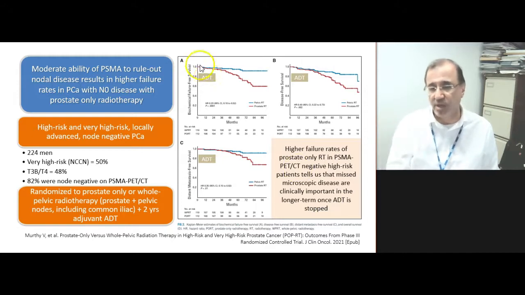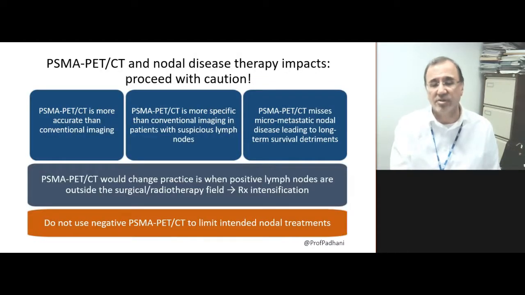So ADT is working for a couple of years. Once you stop it, then you begin to see the failure. So these lymph nodes are important from a survival perspective, but you have to look for a longer period of time. So the summary is that PSMA PET-CT is better than conventional imaging. There's no doubt about it, and the PRO-PSMA study shows it. It's more specific than conventional imaging, so if you're suspicious, then you should use PSMA PET.